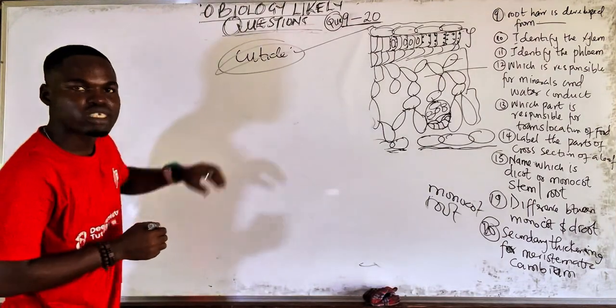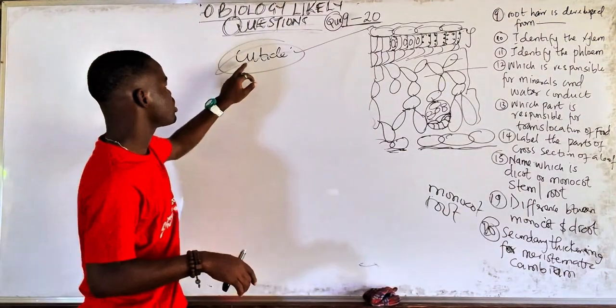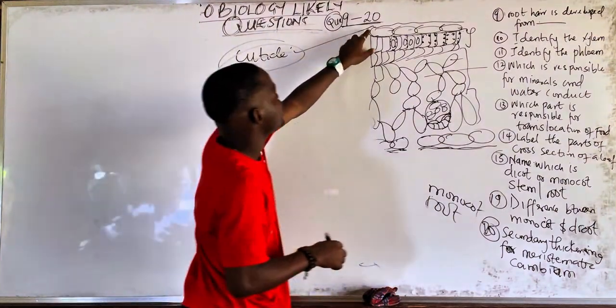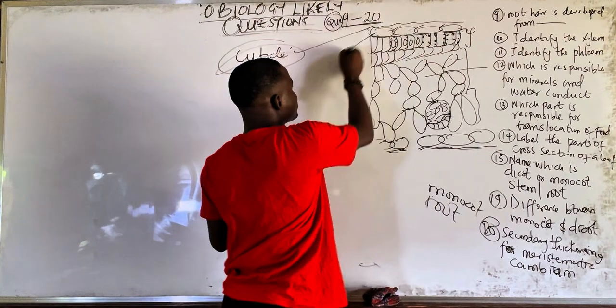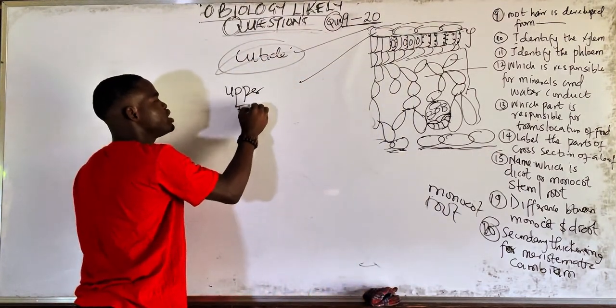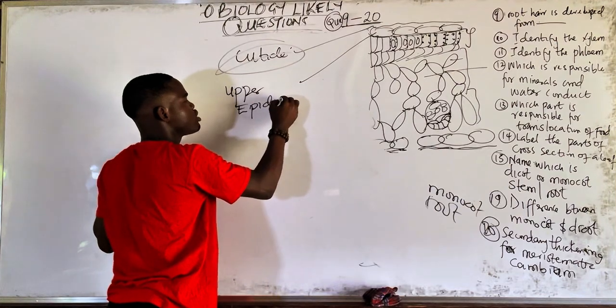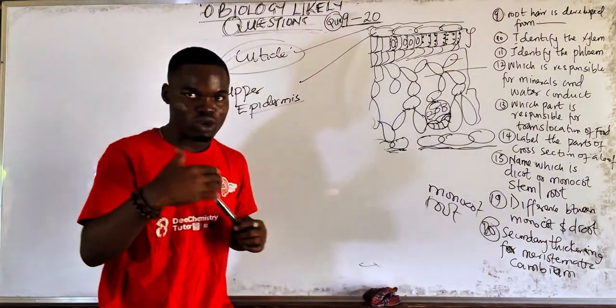Okay? It's called what? The cuticle. That lining on top is called what? The cuticle. Now, this part here is an epidermis, but because it's on the upper part, it's called the what? The upper epidermis. Okay, very good. Now, we are moving closer.